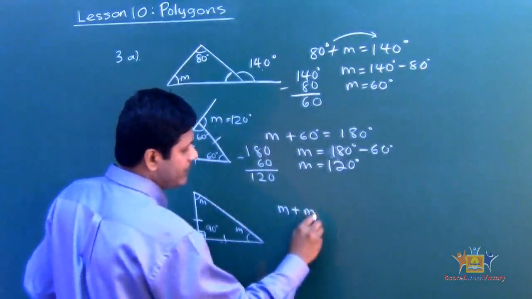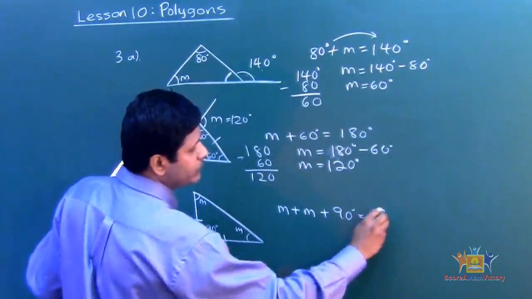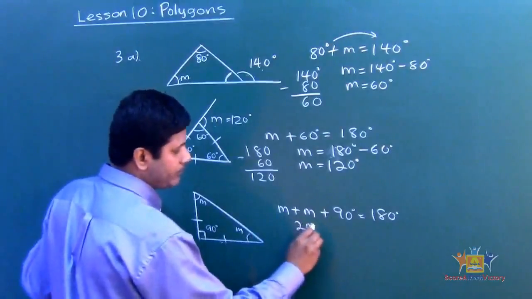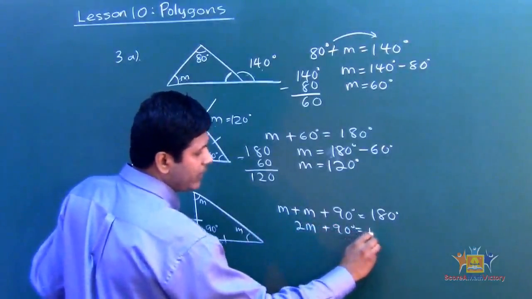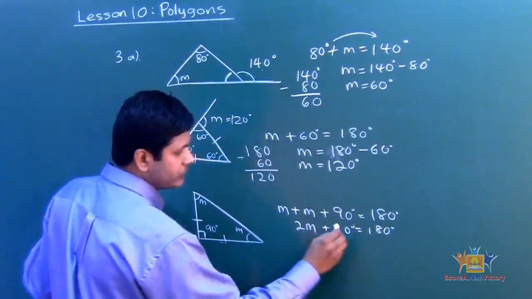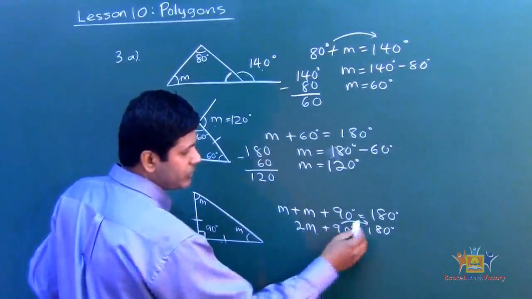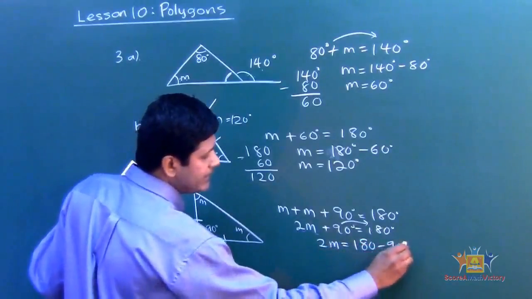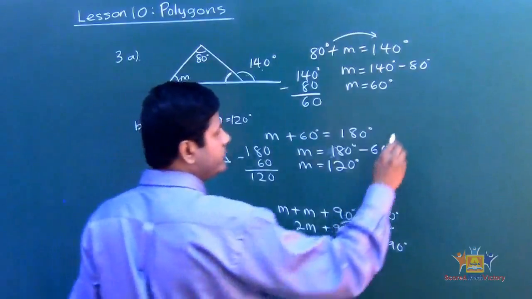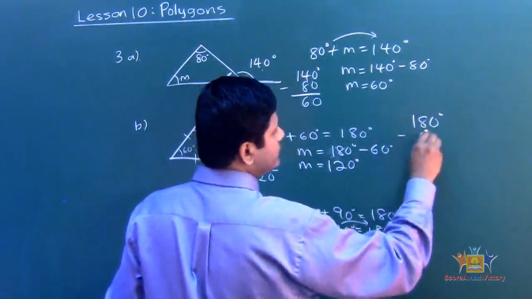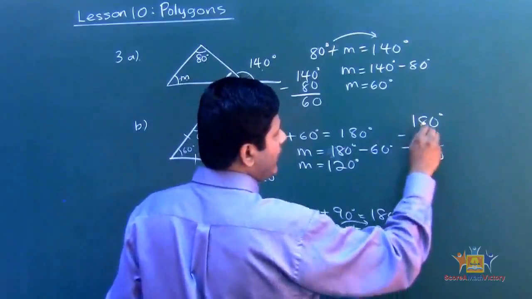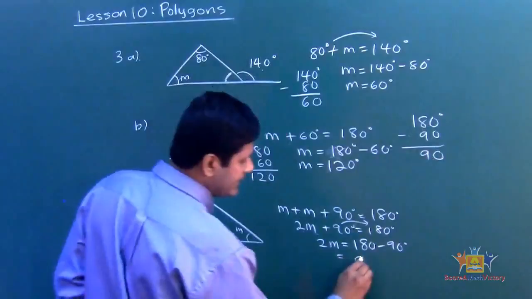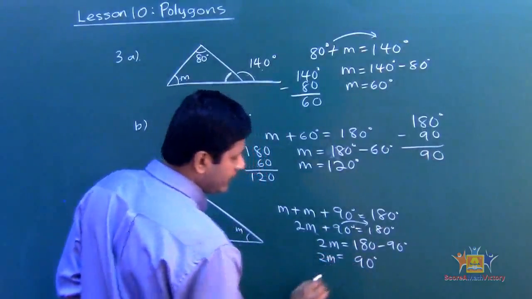M plus M plus 90 degrees equals 180 degrees. Alright, so M plus M is 2M, plus 90 degrees equals 180 degrees. I'm looking for M. So let's take the 90 first, okay? Addition across the bridge becomes subtraction. So 180 minus 90. Let's line it up. 180 minus 90: 0 minus 0 is 0, 8 minus 9 you cannot, 18 minus 9 is 9. So that means 90 degrees. Okay, 2M equals 90 degrees.